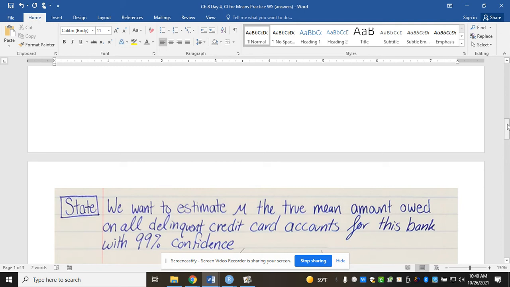And I didn't ask it separately. We define it within. But just being able to read that, you should be able to tell me what is our population. All delinquent credit card accounts for this bank. What is the measure that we are trying to acquire for that population? The mean amount owed.